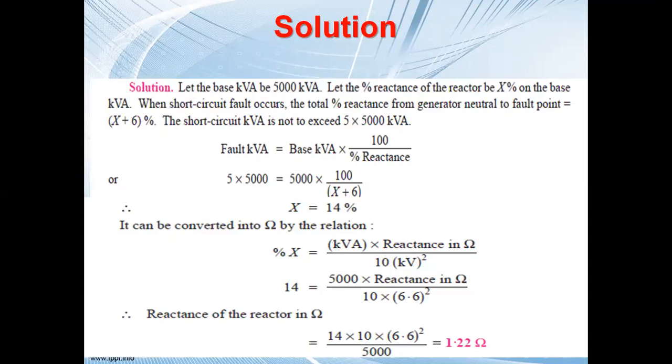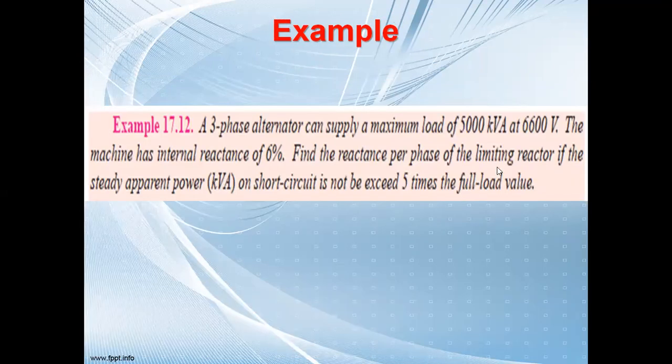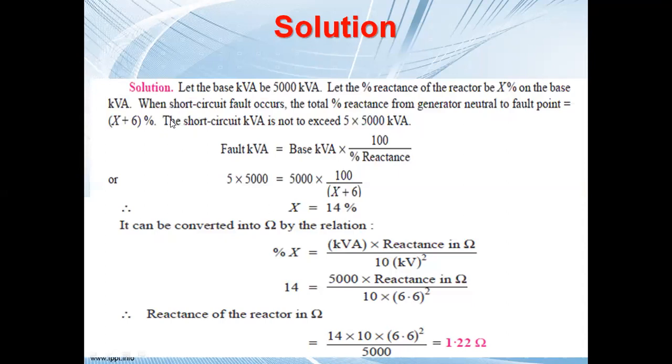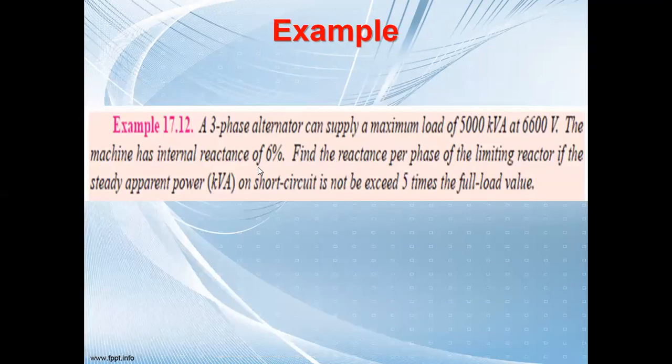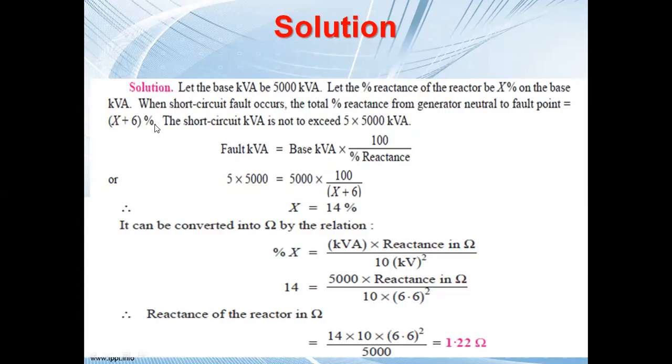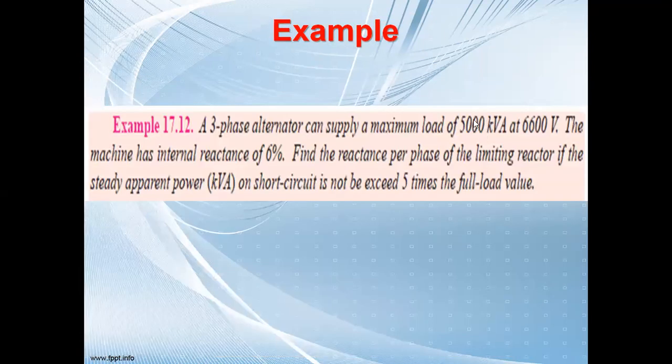So let us say the reactance value, which we don't know because it has to be calculated, is X. The total reactance when the short circuit occurs up to the fault point is X, the reactance of the reactor, plus the reactance of the generator, which is 6%. Machine reactance, it is X plus 6%. So the fault MVA is 5 times the rated value. Your rated kVA value is 5000, but short circuit kVA is 5 times of that. Yes or no?